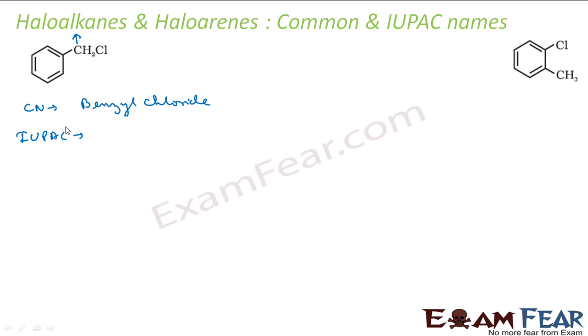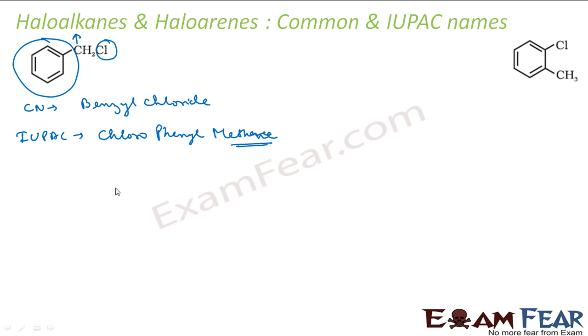So for IUPAC name, this is called chlorophenylmethane. This is a chloro, this is a phenyl group, and this is a methane. Correct? This is my main group. Methane group is the main group. So in this methane group, I have a phenyl and chloro group attached. So it is chlorophenylmethane.